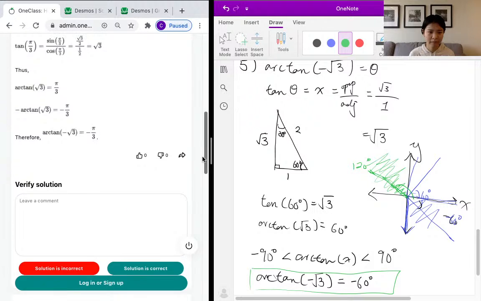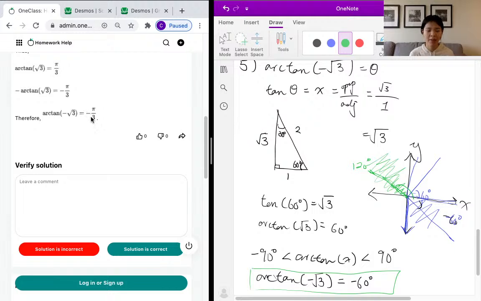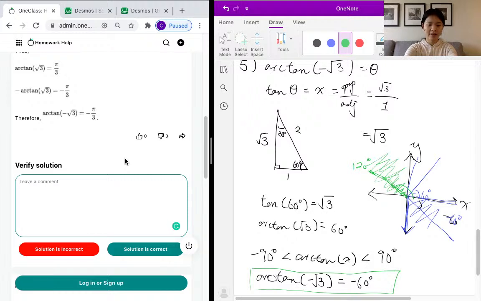So yeah, their solution is correct. They use negative pi over 3 radians, which is the same as negative 60 degrees. Okay, so let's just say the solution is correct. Great job.